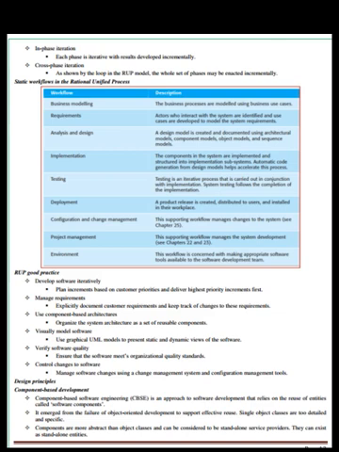Use component based architectures. Organize the system architecture as a set of reusable components. Visually model software. Use a graphical UML model to present static and dynamic views of the software. Verify software quality. Ensure that the software meets organizational quality standards. Control changes to software. Manage software changes using a change management system and configuration management tools.